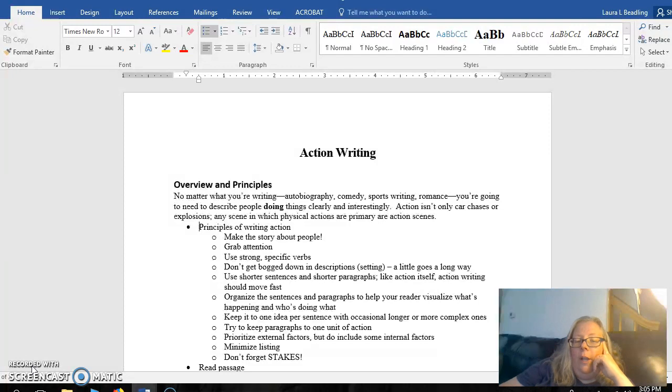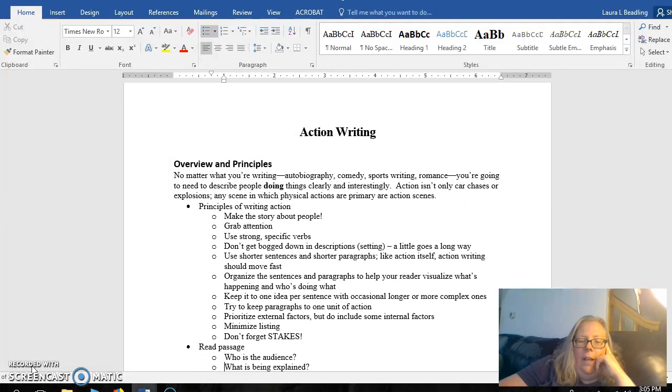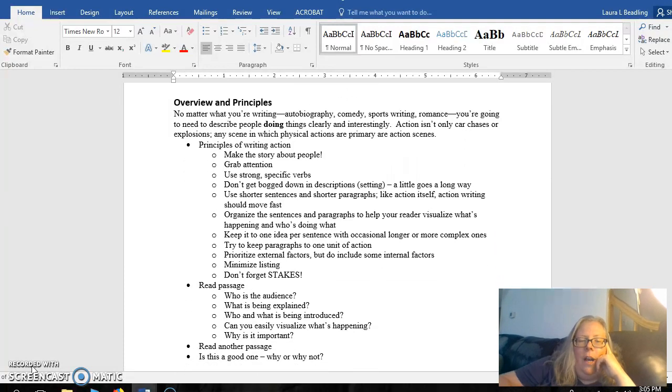Action isn't only car chases or explosions, which is often what we think about when we think of action sequences, but really any scene in which physical actions are primary are action scenes. So I want to start with some principles of writing action. We'll talk about these and then look at some examples of this in action. And then you'll have a chance to take your own stab at these things.